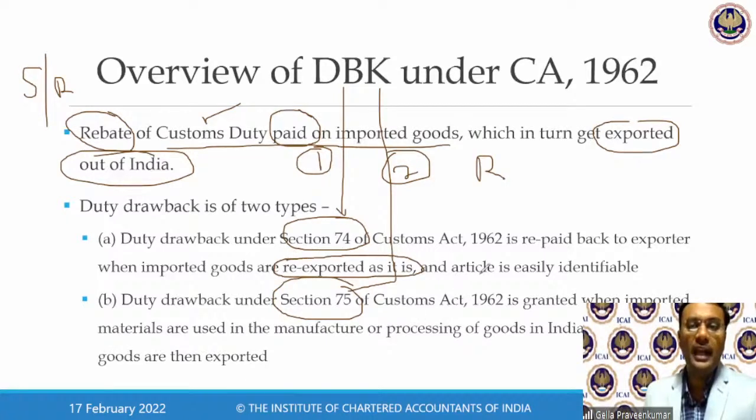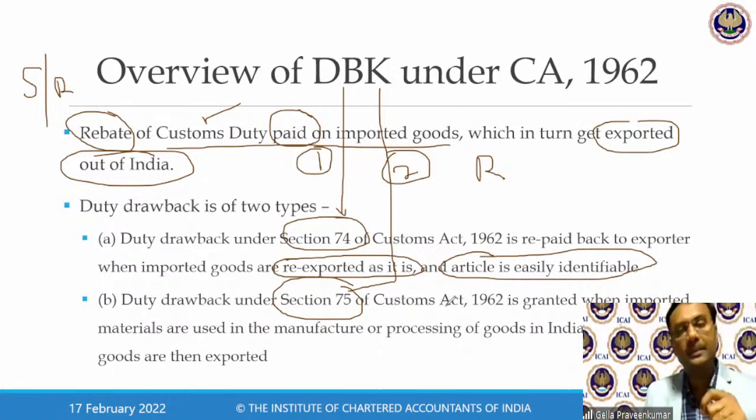And the article is easily identifiable. So my Section 74 says, look, Praveen, you have imported a laptop. You have imported a particular machinery. This laptop or this machinery is sent as it is. When I say as it is, it indicates that there is no change of mechanism.